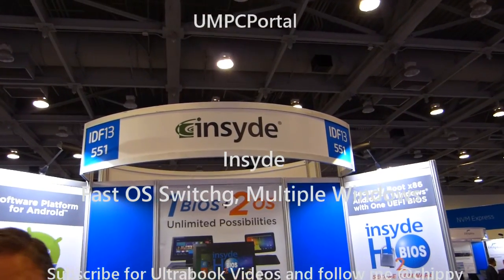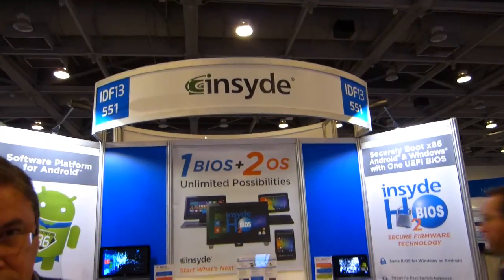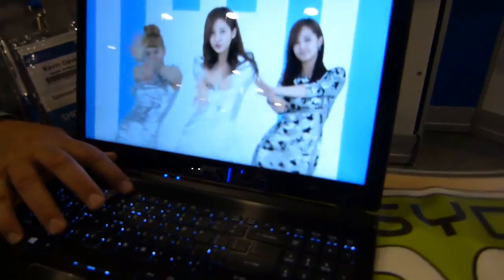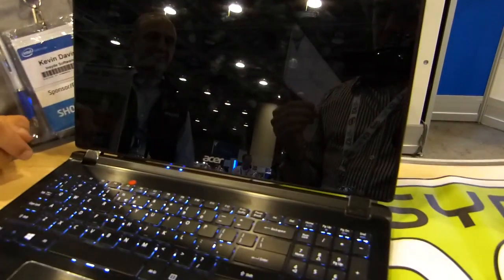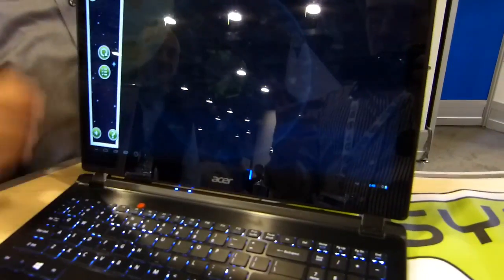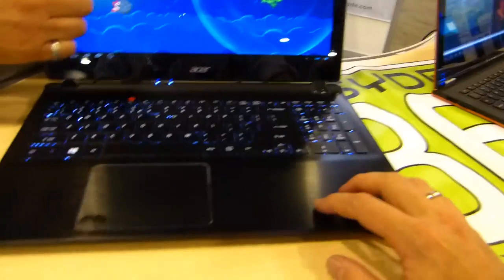It's Chippy from Ultrabook News. We're ready for 2013 at the Insyde booth. We're taking a look at something which is very close to the holy grail of multiple OS on a single laptop here. What we've got is fast switching between Android on x86 and Windows 8 on x86. Now, you just saw that switch. What's happening here is Insyde support this through their BIOS.